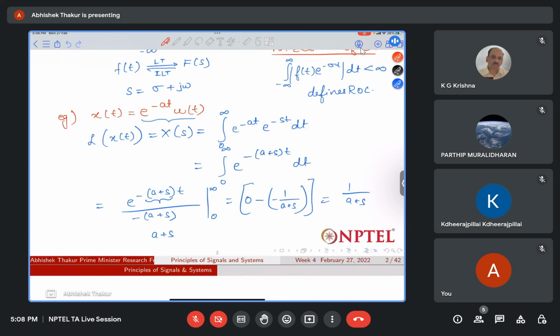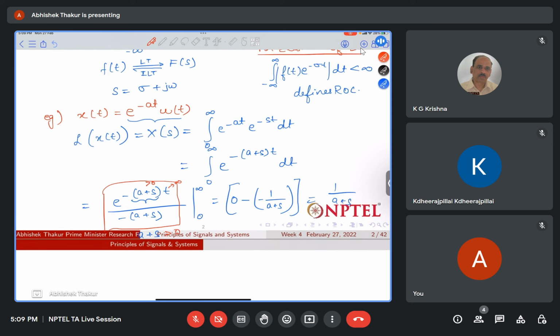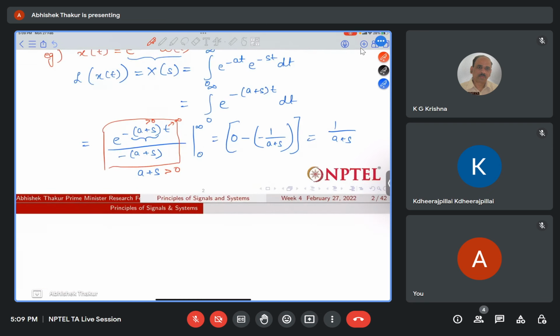So after doing this integration, we got this value: e to the power minus (a plus s)t divided by minus (a plus s). This will converge only when, as t goes to infinity, a plus s is greater than 0; only then will this value become 0. So our a plus s should be greater than 0. This means the real part of s plus a is greater than 0.